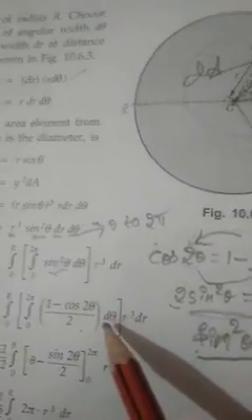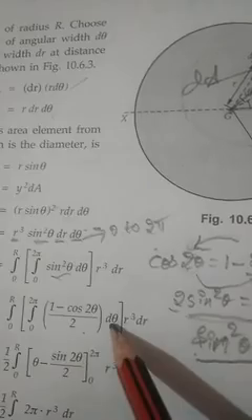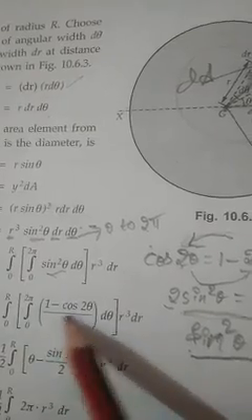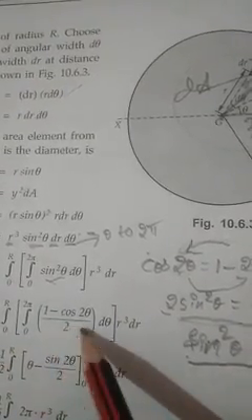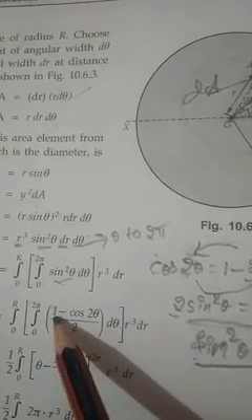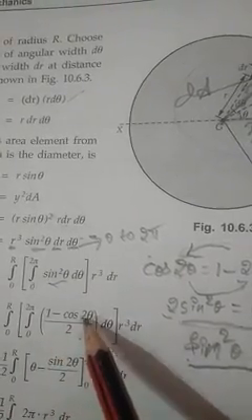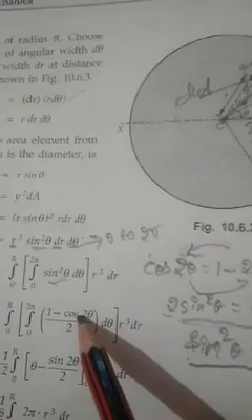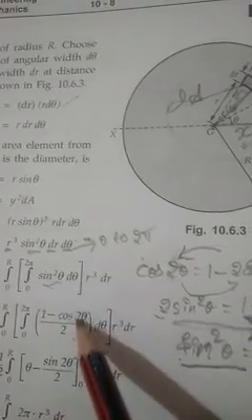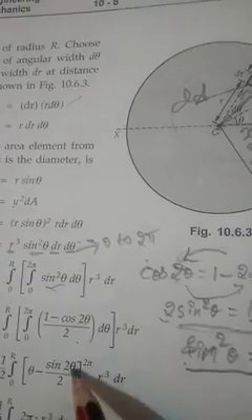You are integrating with respect to d theta, so you integrate it. The 2 is a denominator, a constant, so you bring it outside. If you integrate d theta, you will get theta. Cos 2 theta, if you integrate, cos integration will be sine, so this will be sine 2 theta, but because of 2 theta, that 2 will come to the denominator.